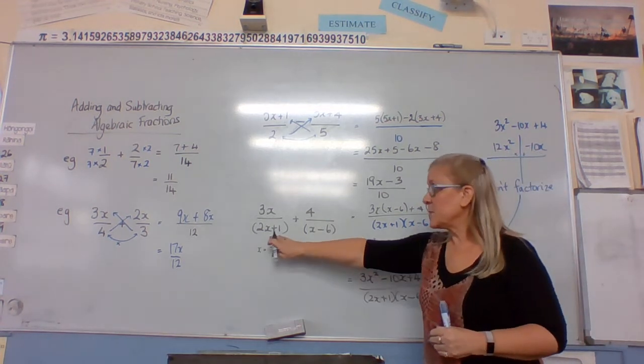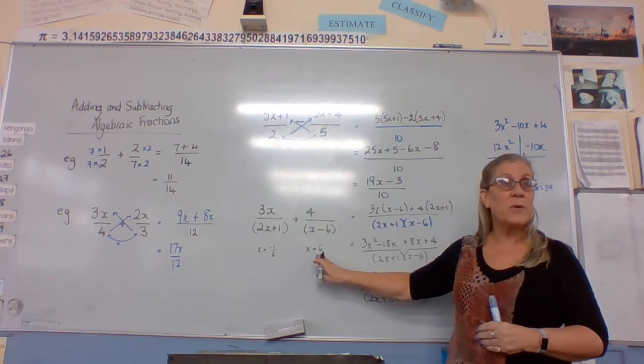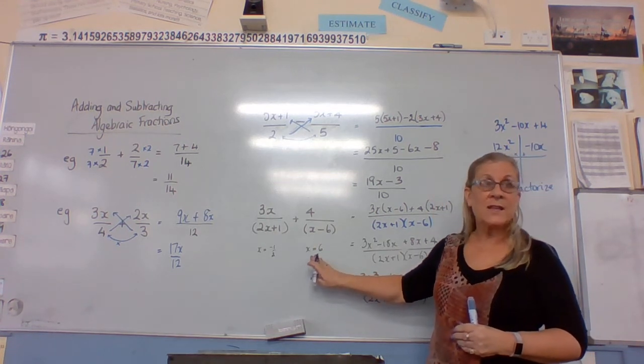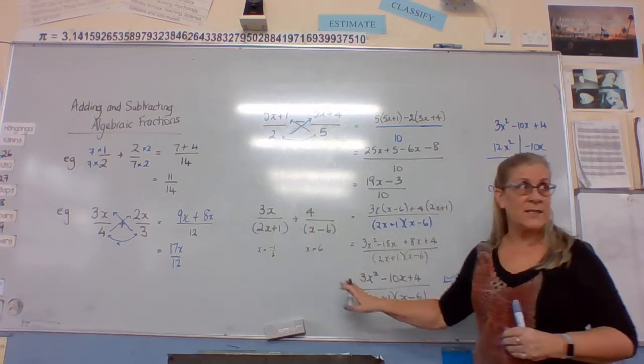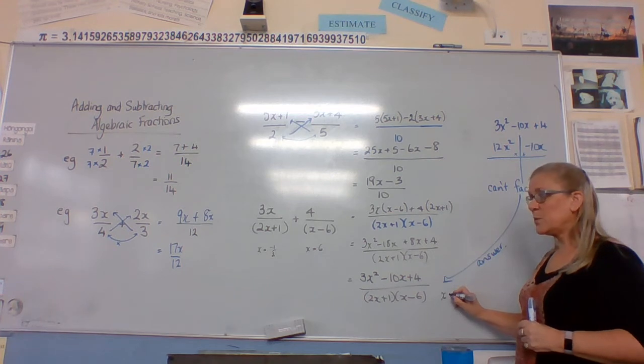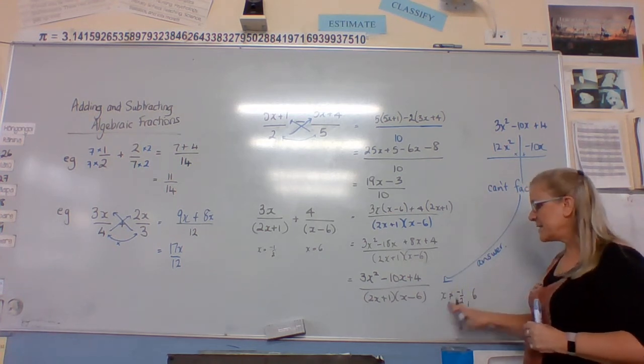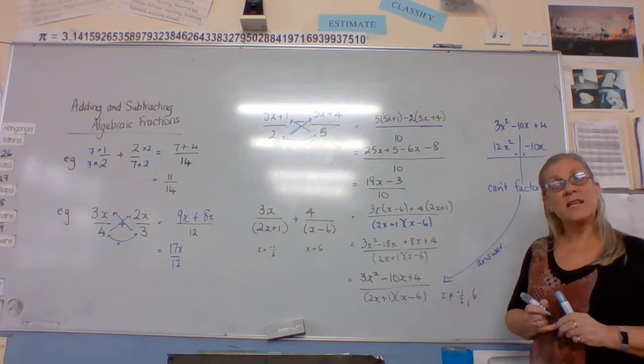So if this was negative a half, the bottom would be 0. If x here was 6, the bottom would be 0. So therefore, this whole fraction would not exist. So this fraction would not be the answer if x was either negative a half or 6. So we say it can't be those two for us to have an answer.